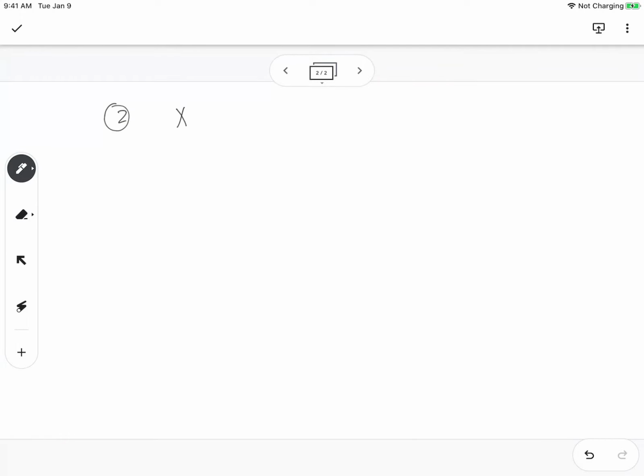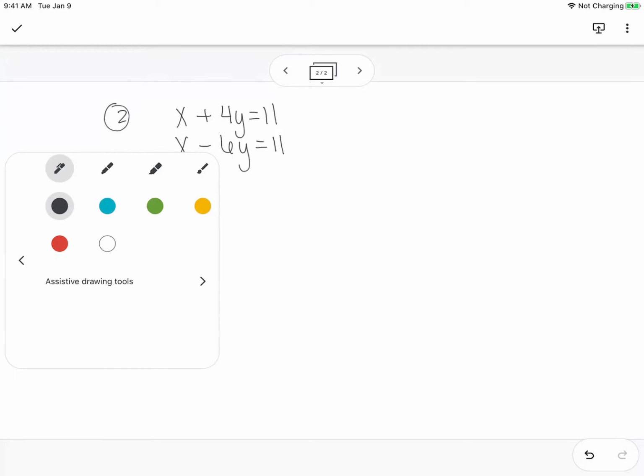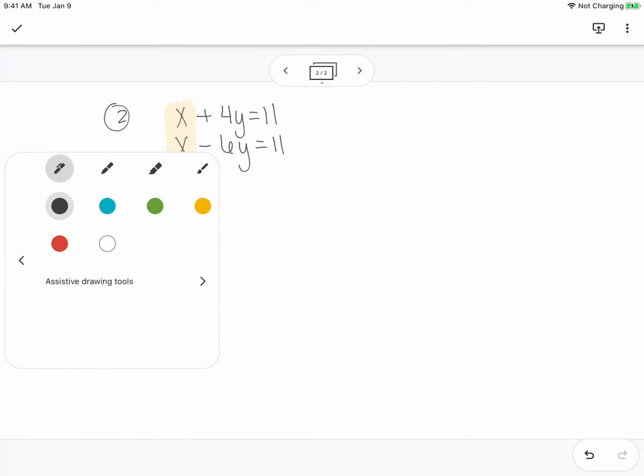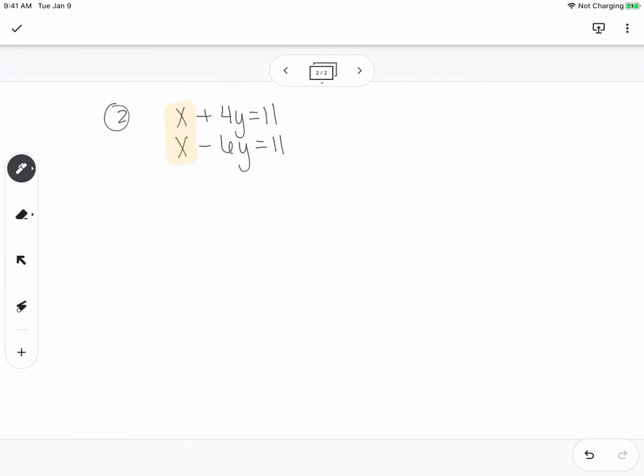Say I have x plus 4y equals 11, and I have x minus 6y equals 11. So I have terms that are the same, but they're not opposites. So if you take a look, the x terms are exactly the same. I don't have any opposites. So how do I make them opposites? Some teachers will tell you to multiply by negative 1. Some teachers will tell you to subtract. It's just a preference. It doesn't really matter.